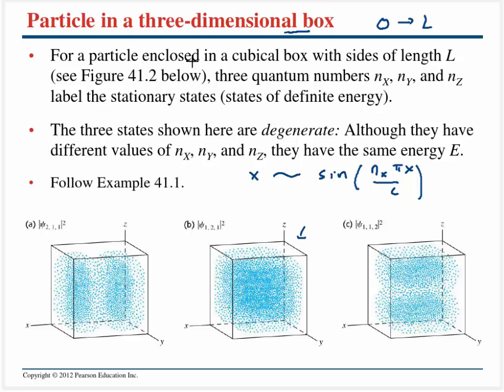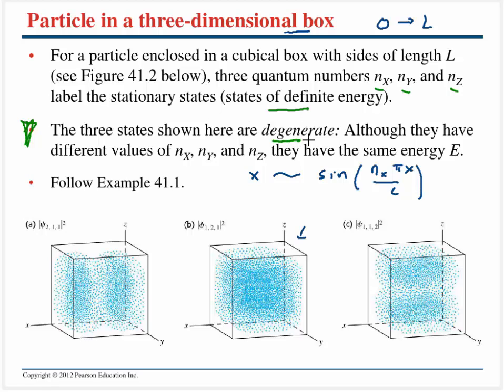And only certain energy levels are going to give us stationary states. So there's only going to be certain allowable energies. Now, we have 3 quantum numbers now. Now we're going to have nx, ny, and nz, extending what we learned from chapter 40. Now, something that's interesting in a 3-dimensional box is states can be degenerate.